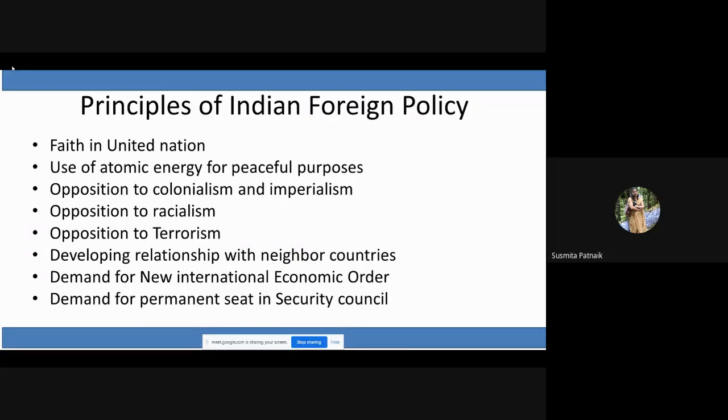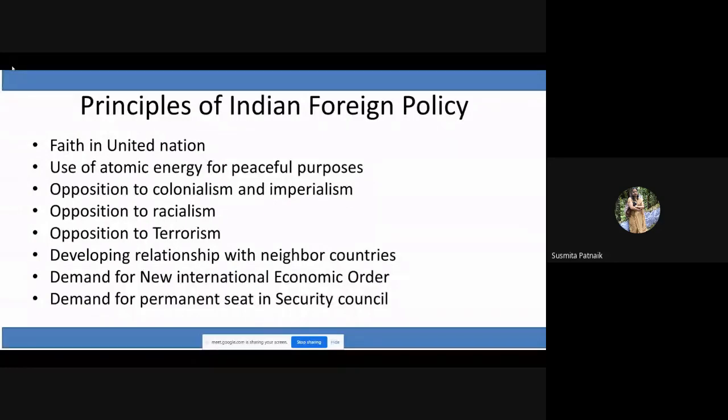Leave China, the other countries are there. India has good relations with other countries. Only China and Pakistan are not examples of that, but the rest of the countries, like Nepal, Bangladesh, Bhutan. So the primary or positive objective of this country is maintaining good relationships with neighbor countries. And for this purpose, it has adopted the positive principles of India's foreign policy. Then demand for a new international economic order.